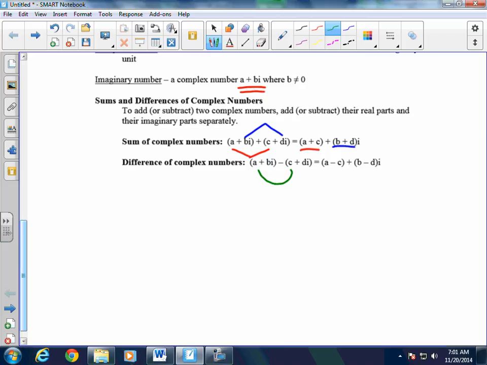Same thing is going to be true down here for the difference. However, we do have to notice that this difference, if you wanted to write it, would be a plus bi minus c minus di. So we have to use the distributive property there. So this is going to really be a minus c and then bi minus di. Subtract those.